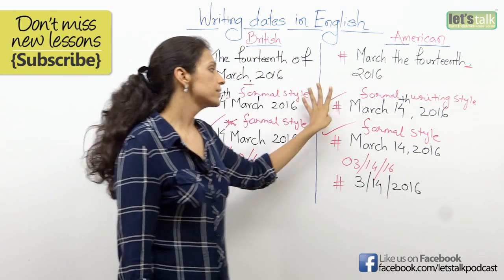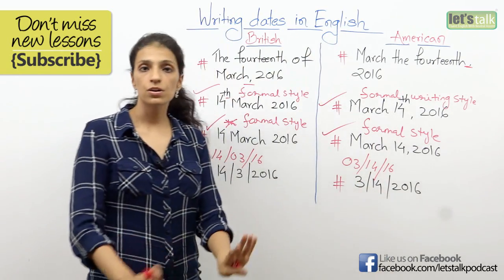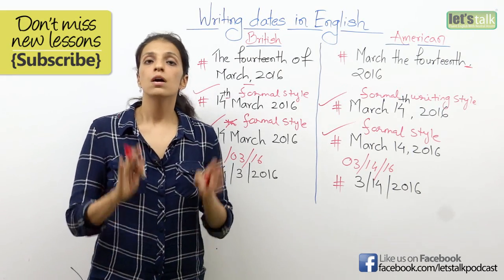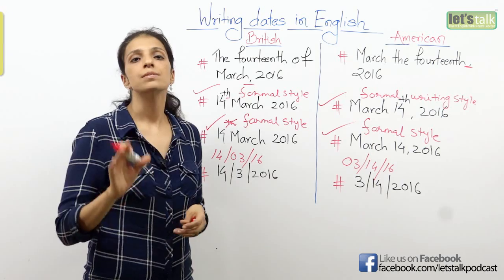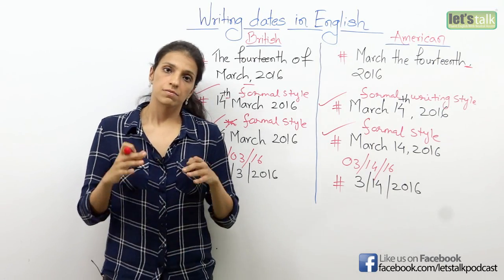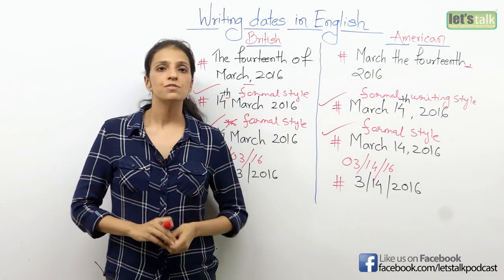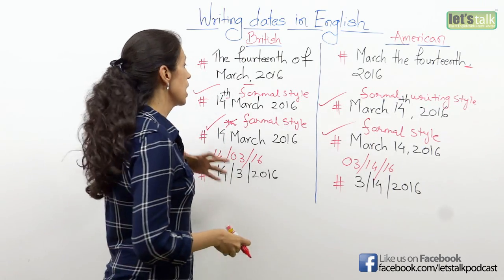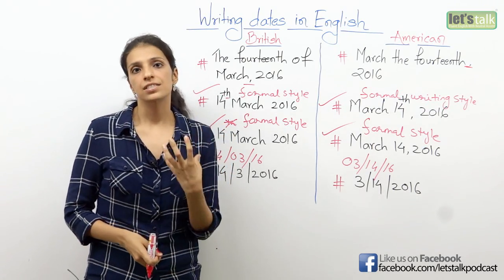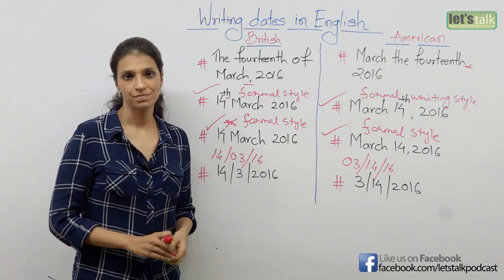Okay, so these are the various styles of writing dates. Pick yours, pick what works best for you, but remember, the opposite person may not use your style, so it is imperative that you understand that they probably are using a different style of writing dates. Okay, now we're going to take a look at how do we say years, a particular year in English.